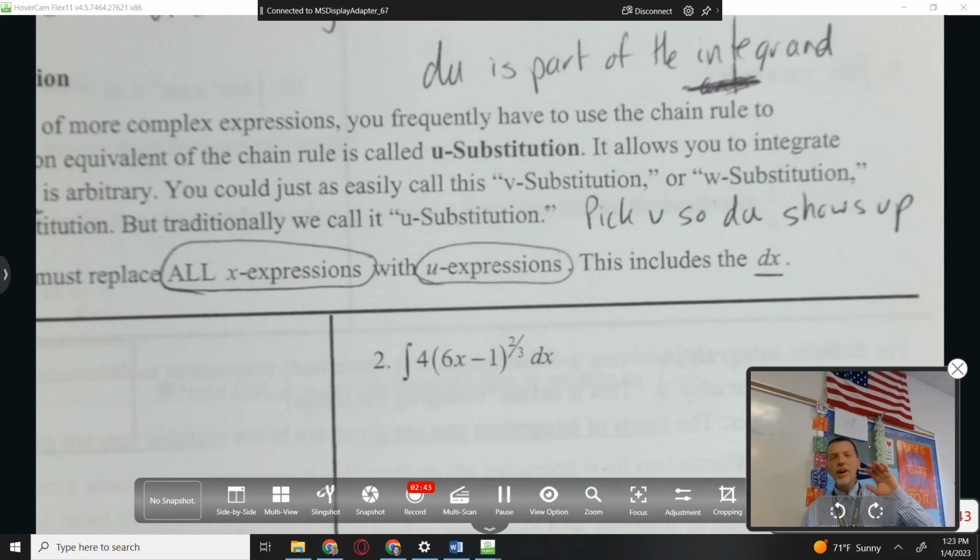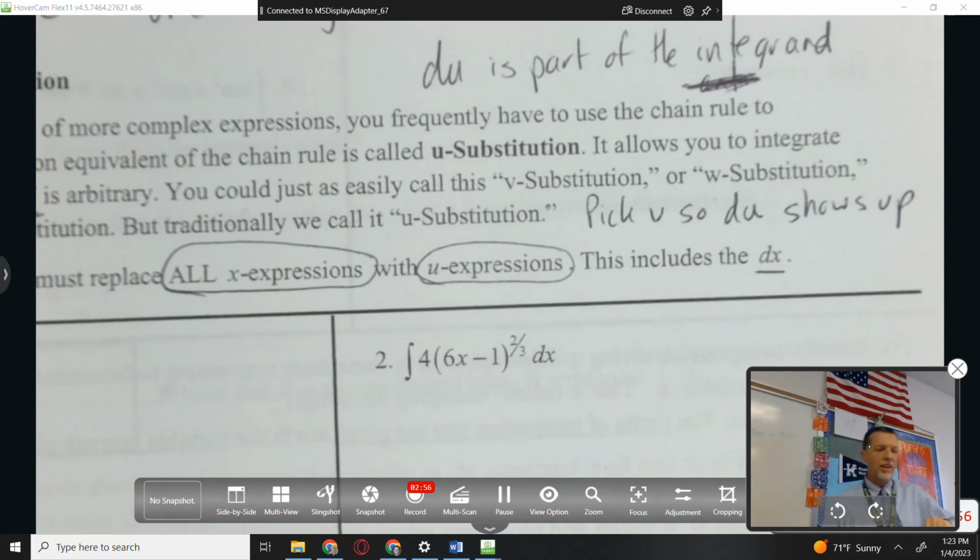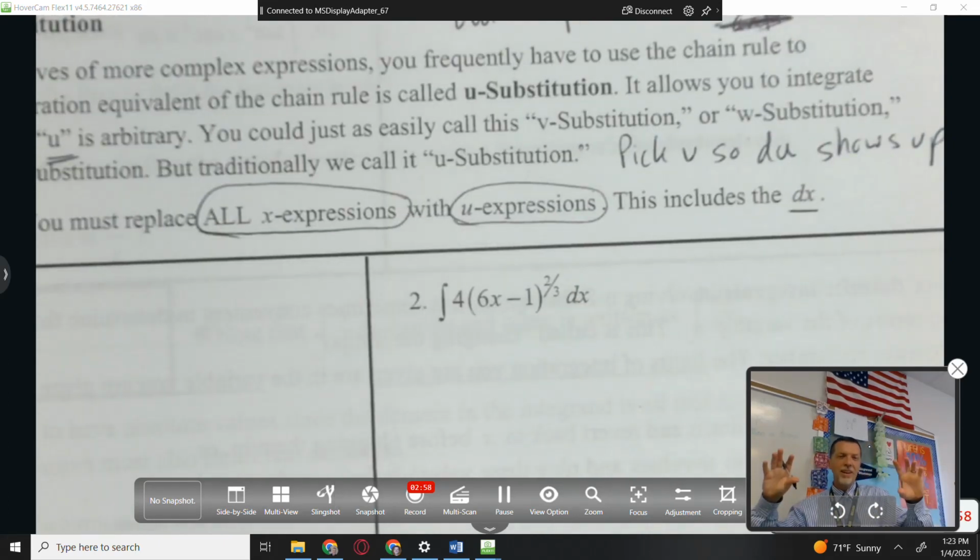Pick u so the du shows up. You'll see what I mean as we go through this. You kind of have to think ahead when you're picking u. You have to mentally think, if I let u be this, then what's du, and then check to see if du is there. And if it is, then you're good. That's a couple of steps in your head before you write anything down.